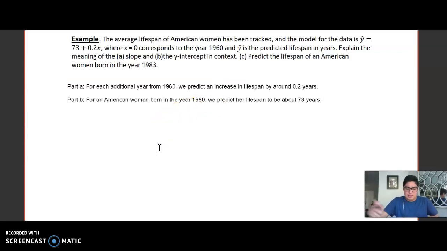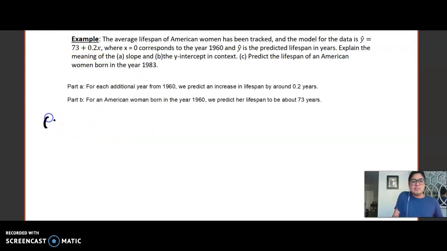Now the fun part is, let's use our model to predict a woman born in the year 1983. Now, I don't really know all of the data here, right? I don't know if this is from 1960 to 1990, 1960 to 1980, but we're going to assume that it's safe to assume we're not over-predicting or out-predicting because we were asked to find it. Now, in later lessons, it'll give us more context so we can actually determine if that prediction would make sense.